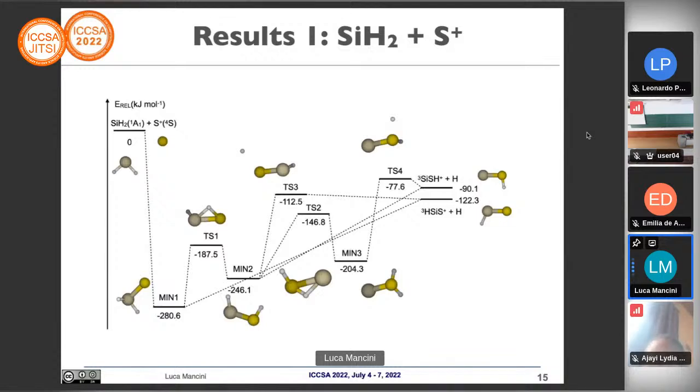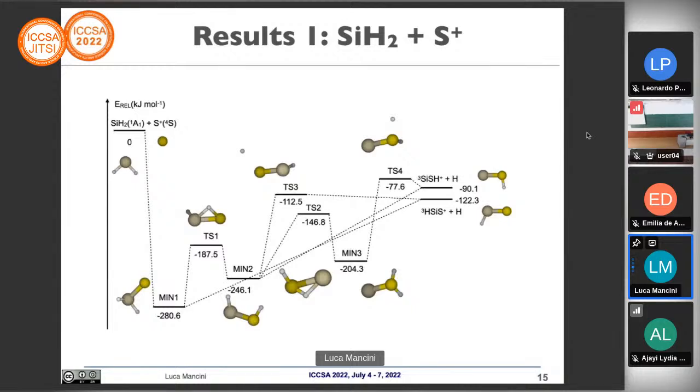In this way, we can form the intermediate Min2, which is a bit less stable than the first intermediate Min1. And from this point, we can form both the cationic isomers through the elimination, depending on whether the hydrogen is eliminated from the silicon side or the sulfur side of the intermediate. One last possible process is a further isomerization in which the second hydrogen atom is transferred from the silicon to the sulfur, leading to the formation of the minimum Min3, which is characterized by the presence of an SH2 group. And also in this case, we can have the fission of an SH bond, leading to the formation of the SiSH+ cation, together, of course, with atomic hydrogen.